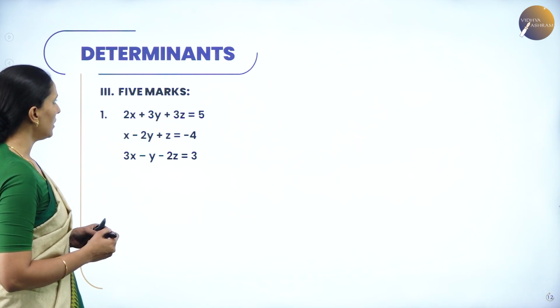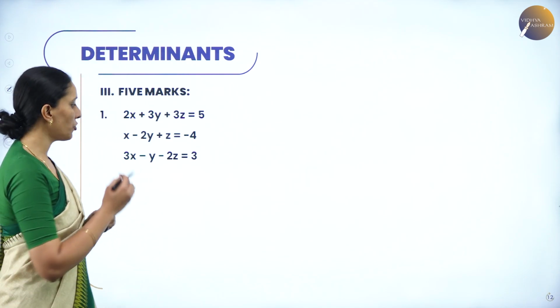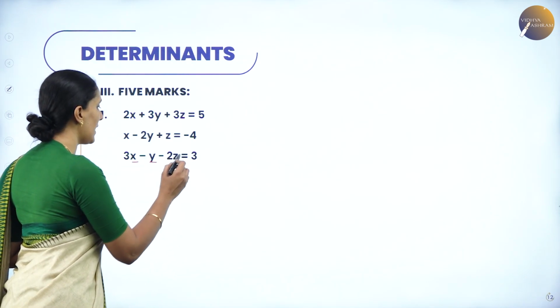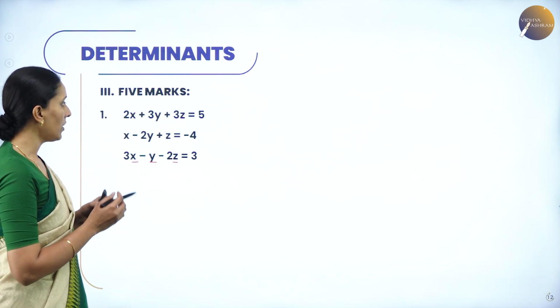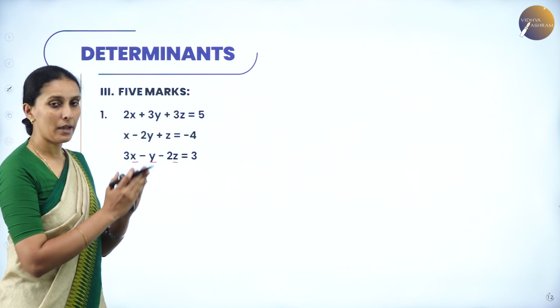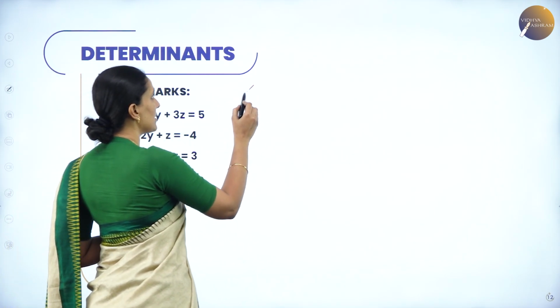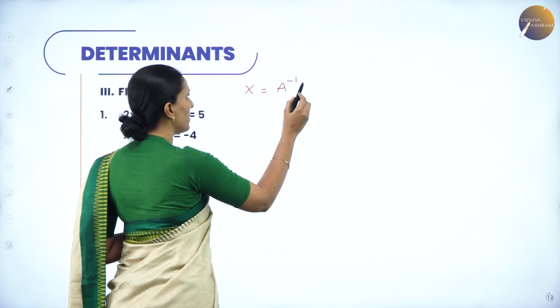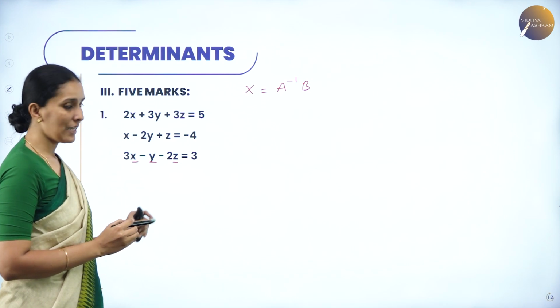So we have here the simultaneous linear equations. We need to find the solution of this x, y, z using the matrix method. When the linear equations are given, we will separate matrix A, matrix X and matrix B, using X is equal to A inverse B. We can find the values of x, y and z.